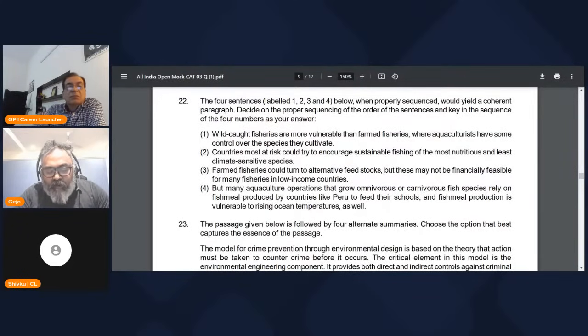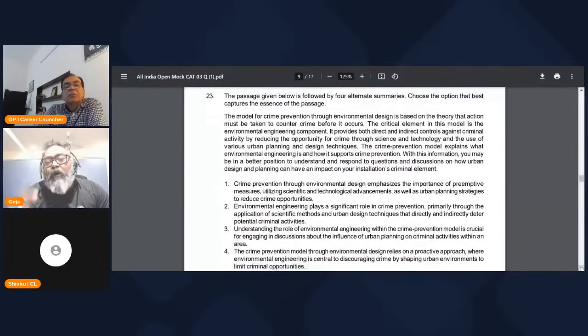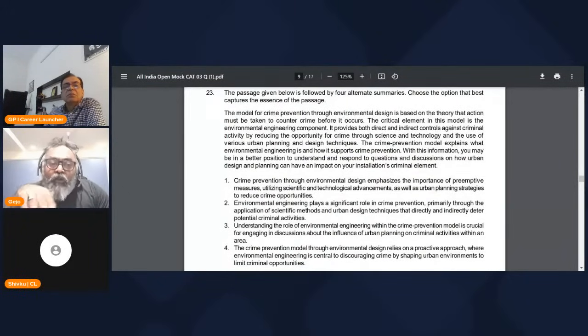Question number 23 is a question where only 20% got the question correct. And I was absolutely surprised as to why people made mistakes in this particular question, because if you read the passage, it says the model of crime prevention through environmental design is based on the theory that action must be taken to counter crime before it occurs. The crucial element in this model is the environmental engineering component, and the passage is talking about this component. The least I should find in the answer choice is the environmental engineering component, which is not there in answer choice number 1, but the majority of the people went for answer choice number 1.